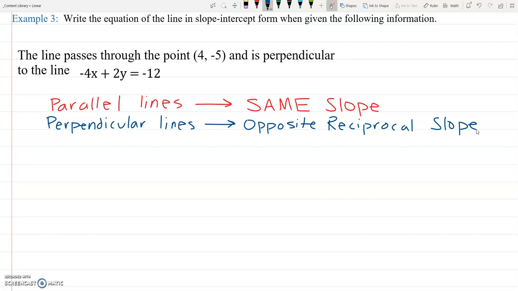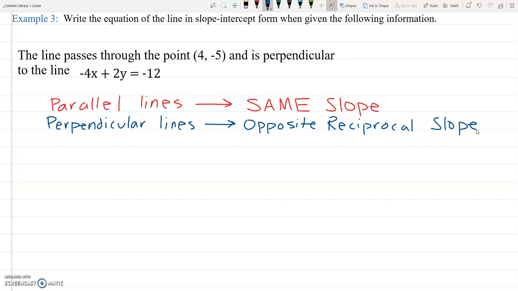Okay, so if you see opposite reciprocal, opposite referring to it's the opposite sign. Reciprocal, you guys know what that means, where we're flipping our fraction. So if I told you that there was an equation of y equals 2/3 x plus 7 and another equation of y equals -3 over 2x minus 14, because that slope is flipped and one's positive and one's negative, I know that those two lines are perpendicular.